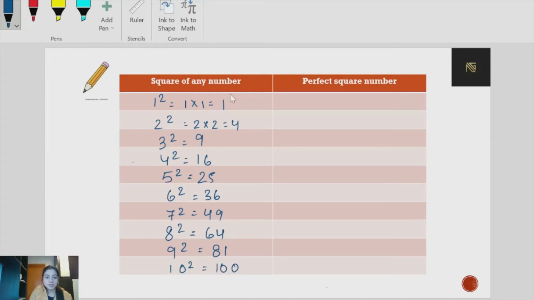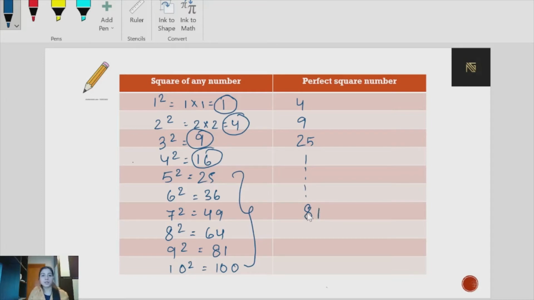Now the numbers sitting on the right hand side of equals to, this 1, 4, 9, 16, all these numbers are perfect square numbers. So 4, 9, 25 and all the numbers sitting on the right side are perfect square numbers. How will we identify a perfect square number? A number which, after factorizing or breaking it down, we can express as a product of two same numbers, then this number is a perfect square number.